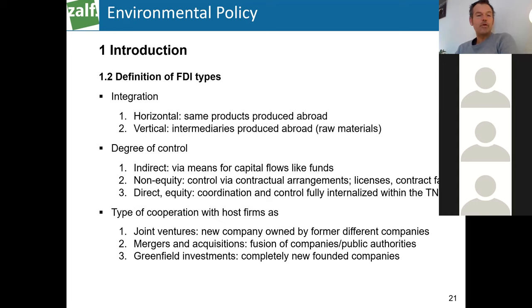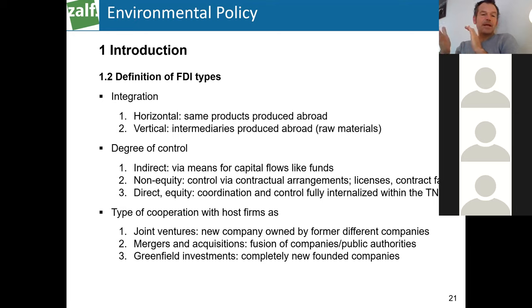You can have horizontal and vertical ones. Horizontal means you have the same product produced abroad. For example, in the car industry, I go to the Czech Republic because the wages are lower and I produce there. And vertical means that you integrate the raw materials, and this has to do with the terms of trade. The added value is higher if you buy cocoa in Cote d'Ivoire, and then produce your chocolate in Germany under highest efficiency criteria. That would be the vertical integration.